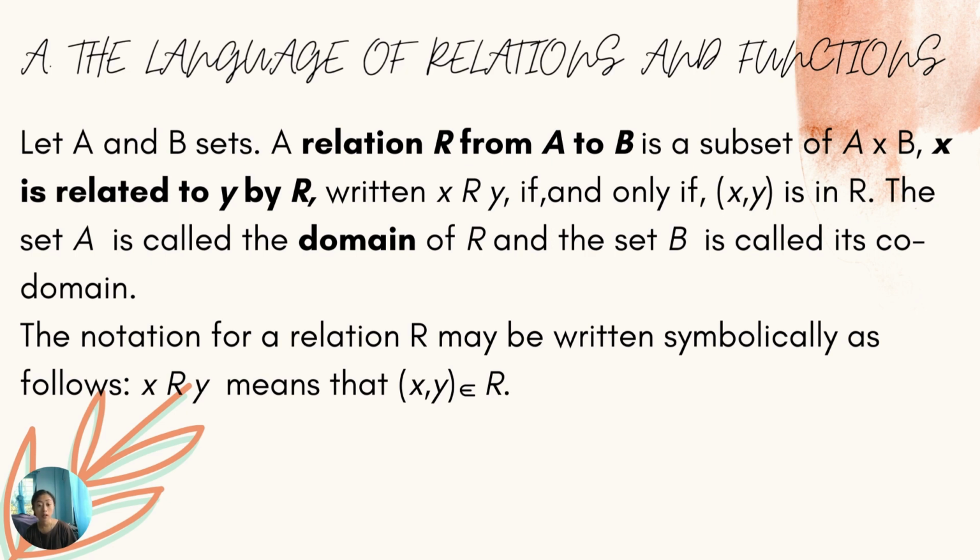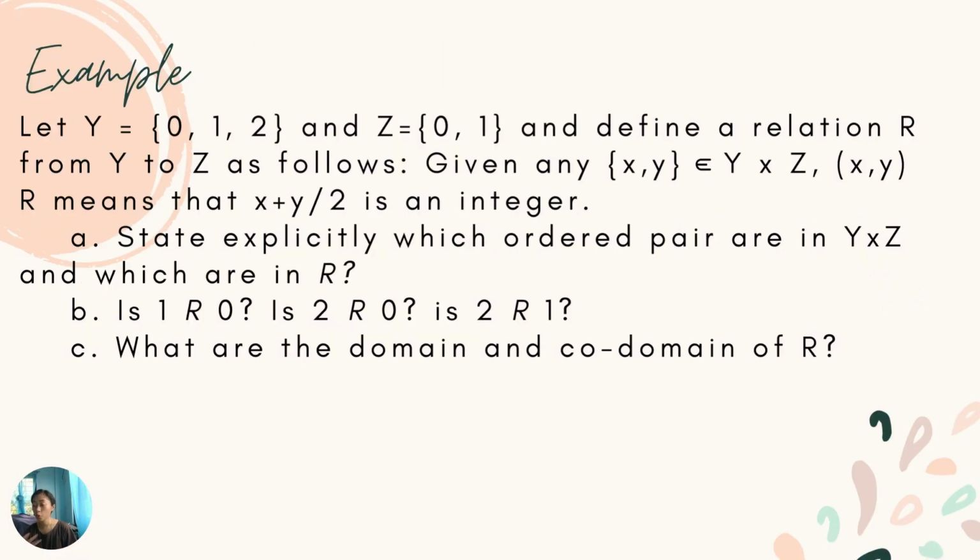This may be written symbolically as follows. So, it also means that (X, Y) are elements of the relation. So, moving to the example. Let Y, which has a set of elements 0, 1, 2, and Z, a set of elements 0, 1. Define a relation R from Y to Z as follows. Given any (X, Y) element of Y cross Z.